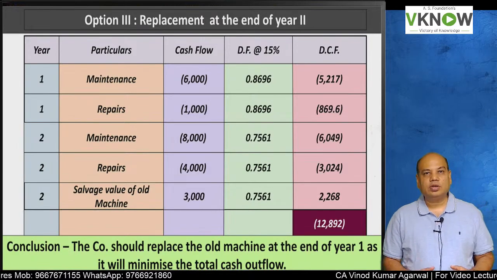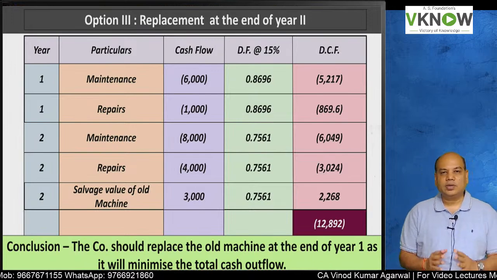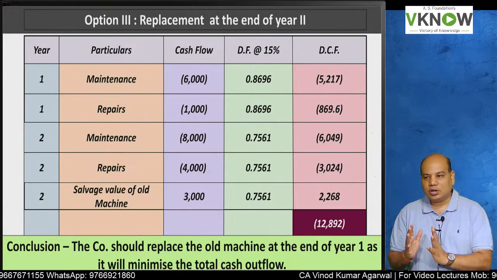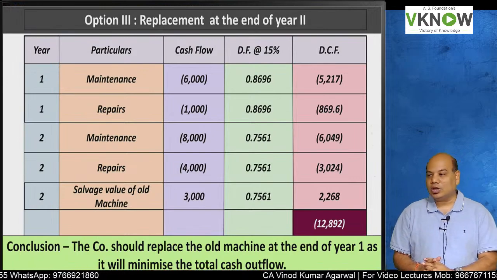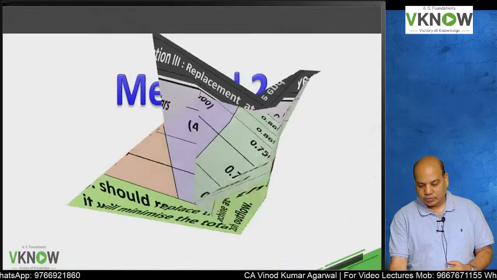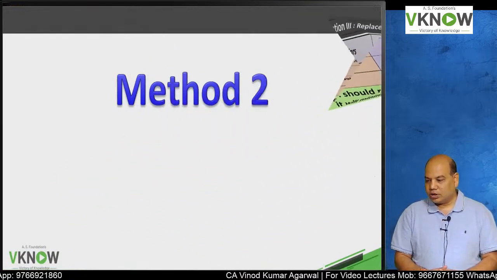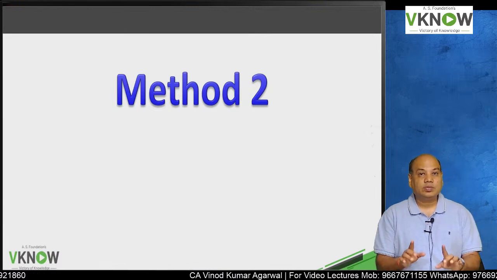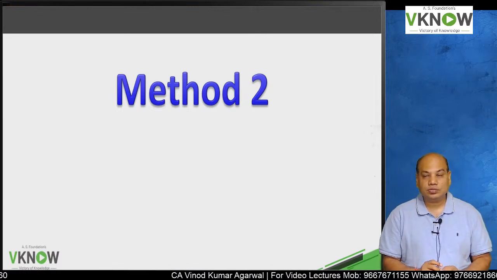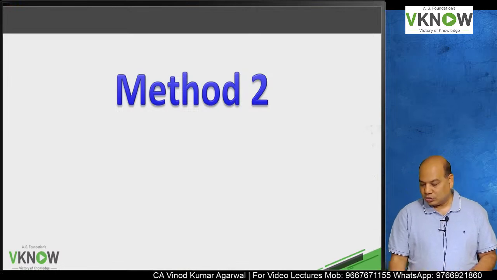So this is method 1. In method 1 we will compare by taking an equal number of years. Now we will take method 2. Same problem I am going to solve by one more method, that is method 2. In method 2 what will we do?